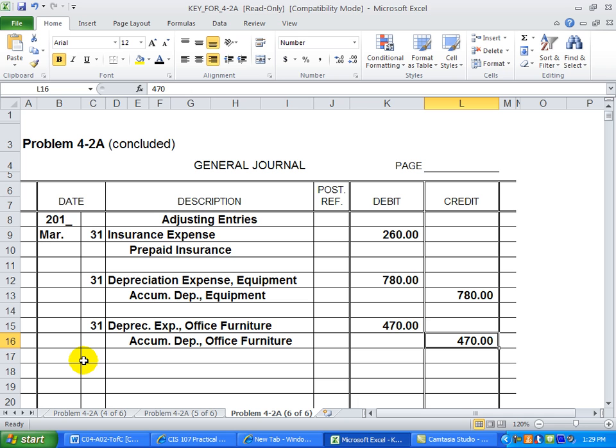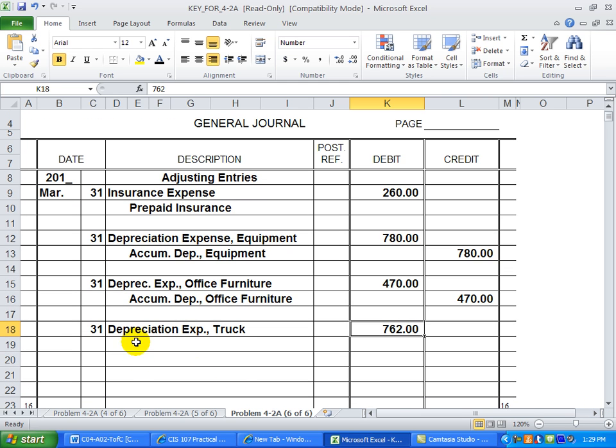Then we're going to look for letter D. If there is a D debit, which there is, we're going to need the date again. The D debit is for depreciation expense truck. So that's our debit. The amount of that is $762. And we're going to be crediting the contra asset account, accumulated depreciation truck. That's our credit.